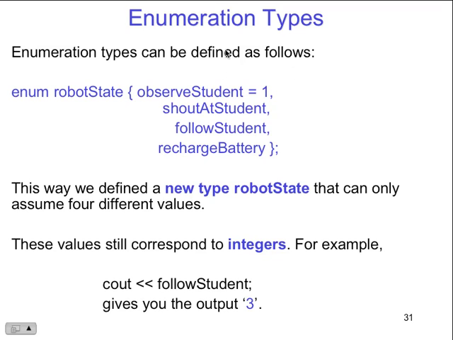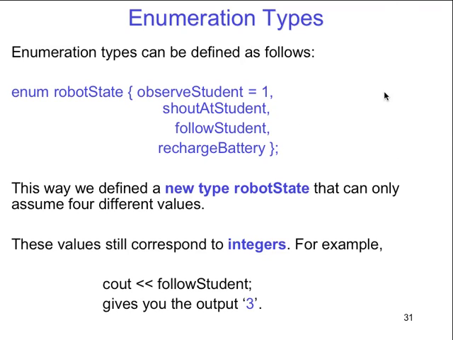So we have enumeration robostate. Robostate's got all the stuff in it. We have an opening and we have a closing bracket. This was the predecessor to the array, actually. Arrays are multiple of the same type. Enumerations are multiple of the same type, but they're all integers.